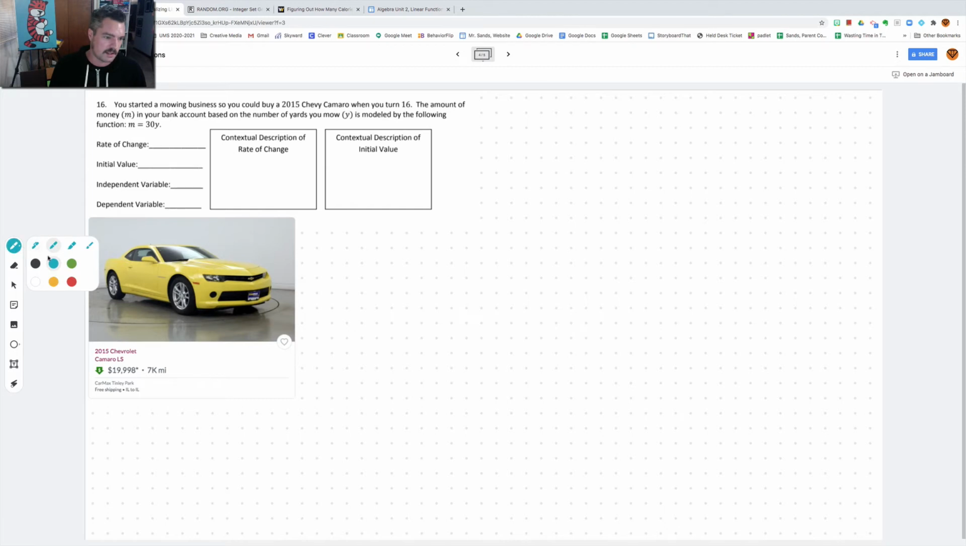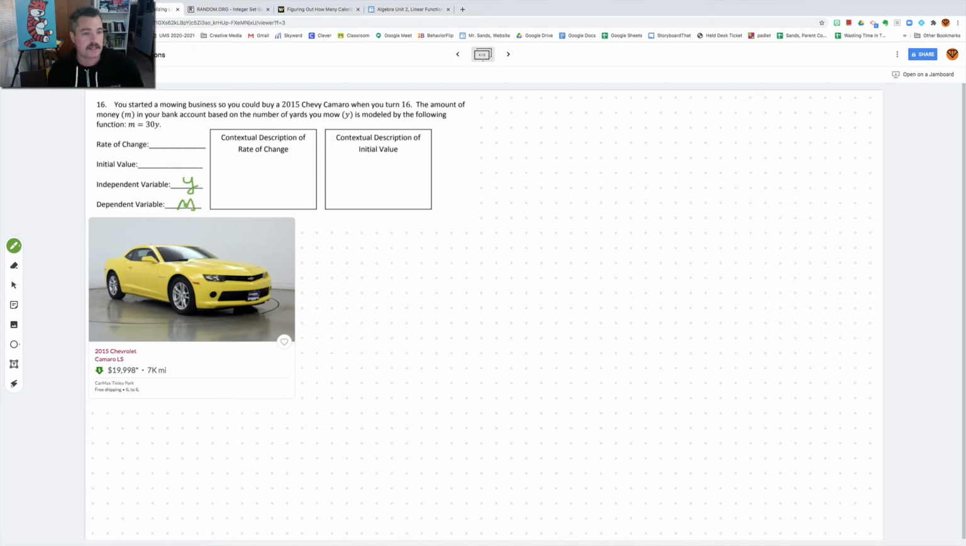So let's use green this time. Our dependent variable is actually going to be M. If we figured out one variable, we figured out the other variable. Our independent variable, that's the number of yards that you mow. That's what we can actually change. If you mow more yards, you're going to make more money. That makes sense. If you mow less yards, you're going to make less money.